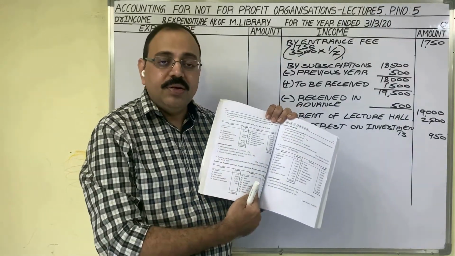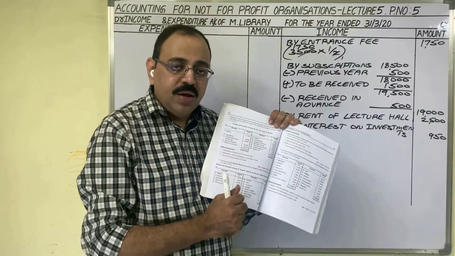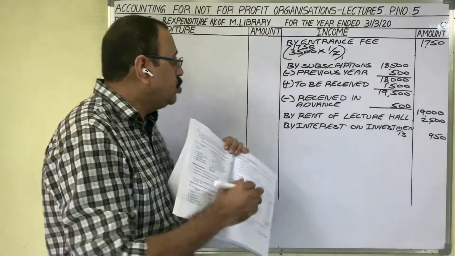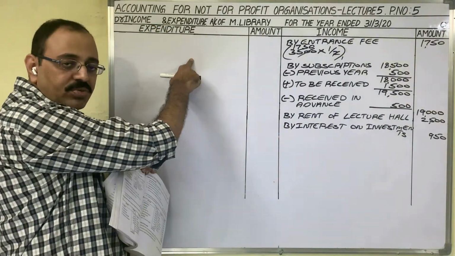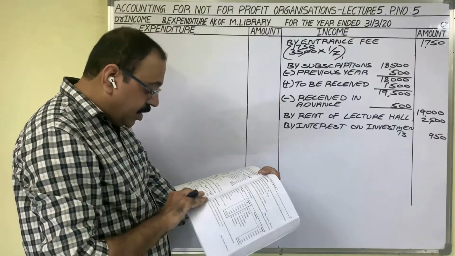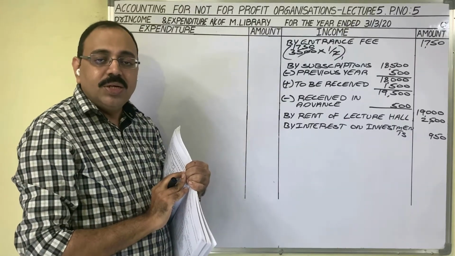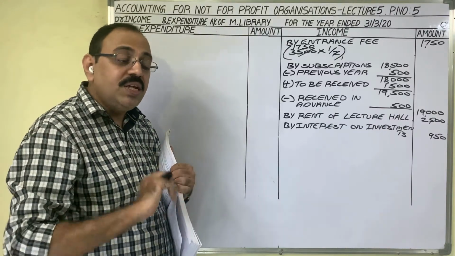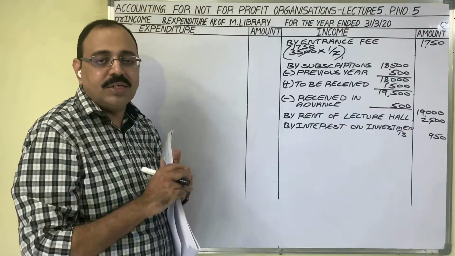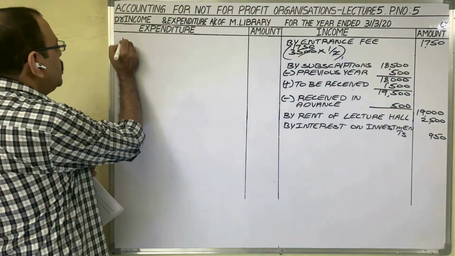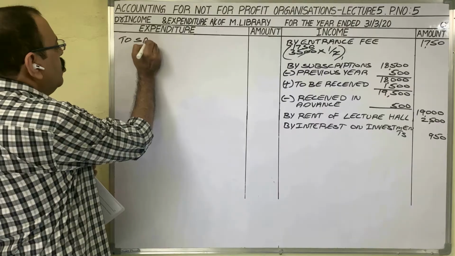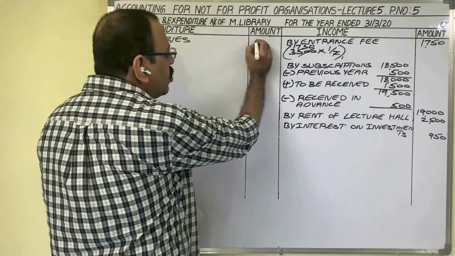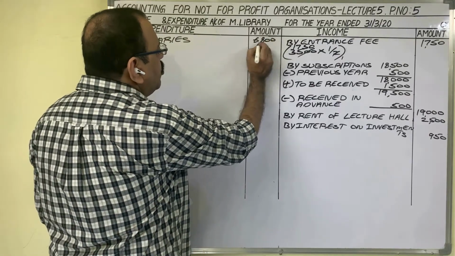Now come to payment side. Two types of payments will be there. Revenue payments, capital payments. Only revenue payments we should take on debit side of this account. First one, by salaries 6,800 rupees. So firm pays salaries to their employees every month. Means it is a regular payment, revenue payment. Revenue payments we have to show on debit side now. Therefore, write down to salaries. There is no adjustment. Therefore, amount directly in outer column. 6,800 rupees.